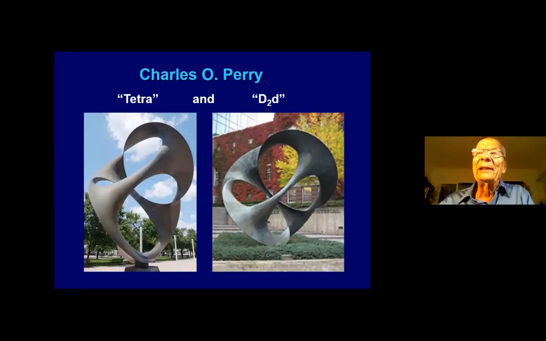The one on the left is called Tetra, because the metal bands follow the 6 edges of a tetrahedron. But since 4 of the 6 ribbons are twisted, the 24-fold symmetry of the tetrahedron is lost, and the sculpture now has only 8-fold D sub 2D symmetry. The second version of the sculpture, Charlie actually named for its symmetry group, D2D. I guess these examples should convince you that some artists do indeed make conscious use of symmetry and mathematics.